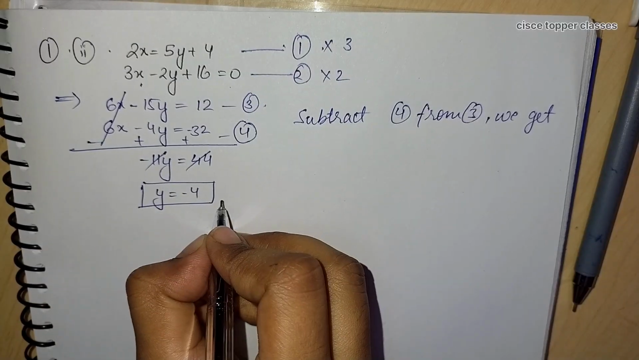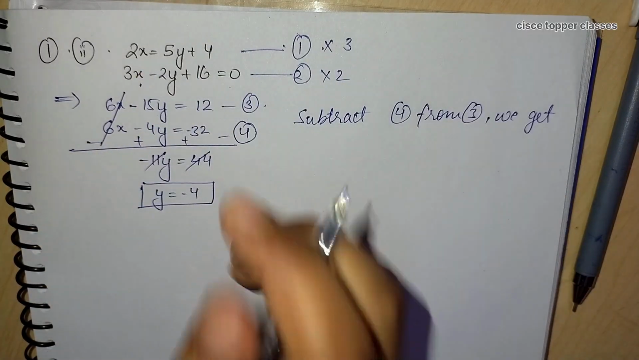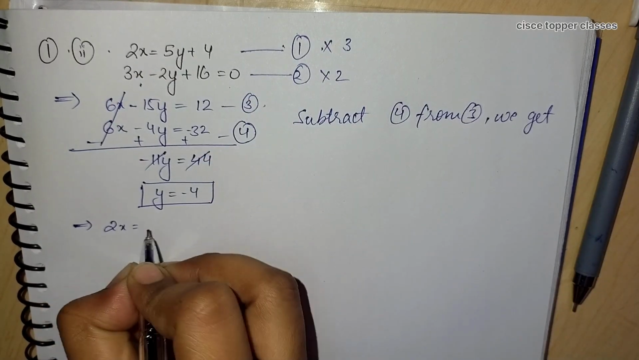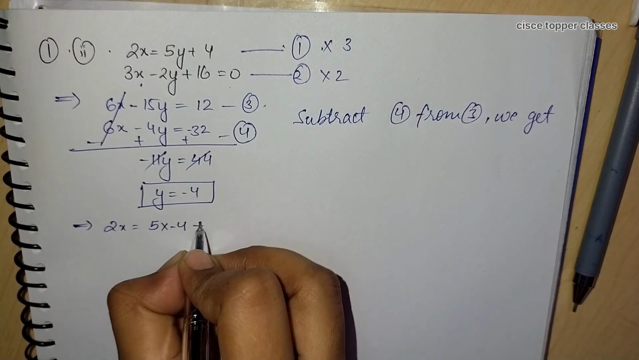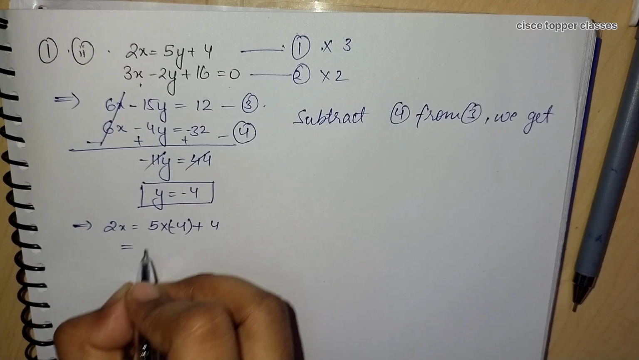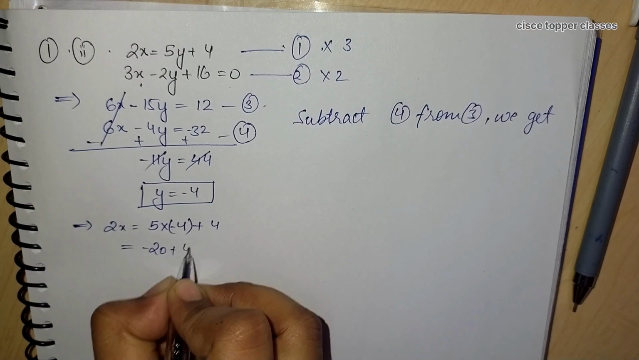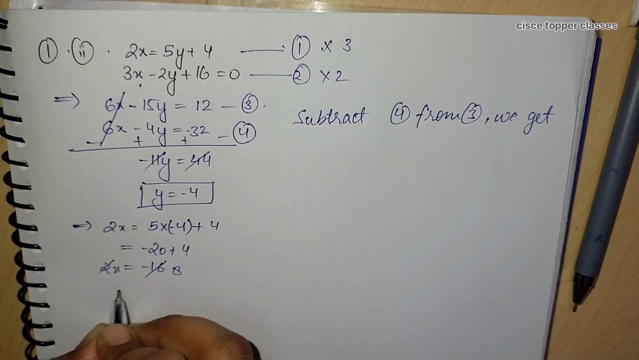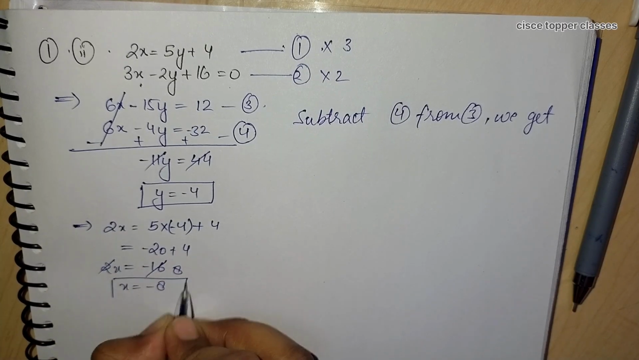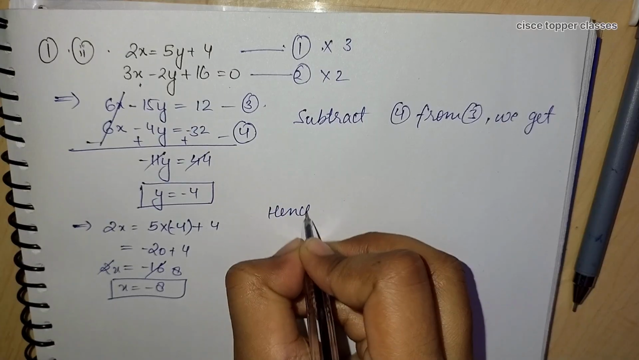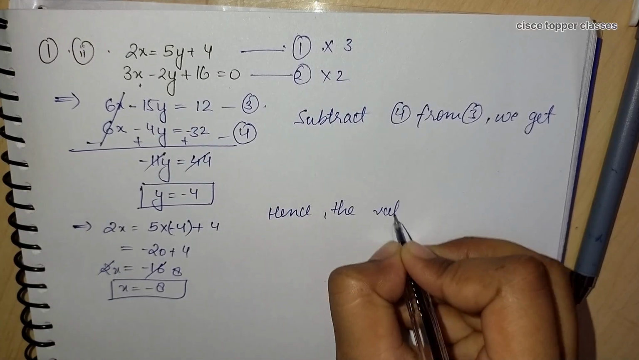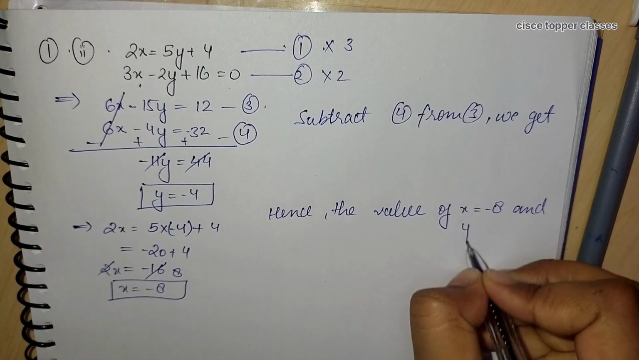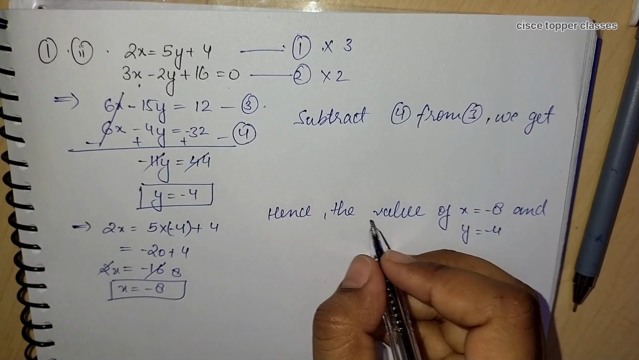Now we will use this y equal to minus 4 to find the value of x from the first equation. So let us put it in the first equation. Here we will get 2x is equal to 5 into minus 4 plus 4, which we can write as minus 20 plus 4, equal to minus 16. So on cancelling 2, we will get x equal to minus 8. Hence the value of x is equal to minus 8 and y is equal to minus 4 is the final answer in this question.